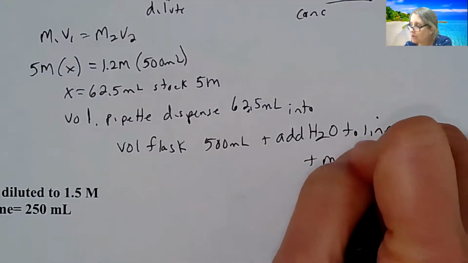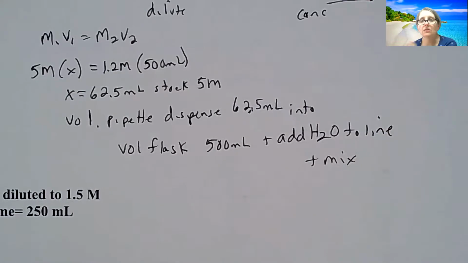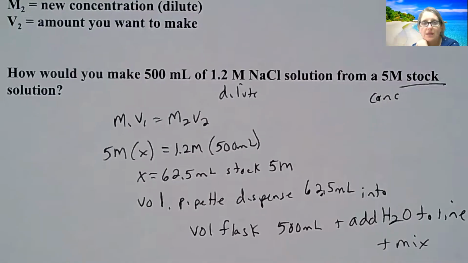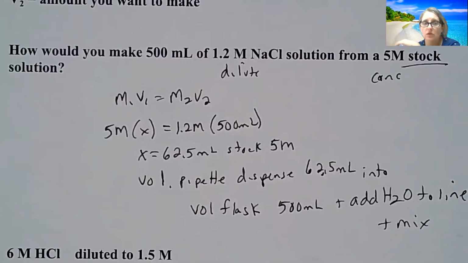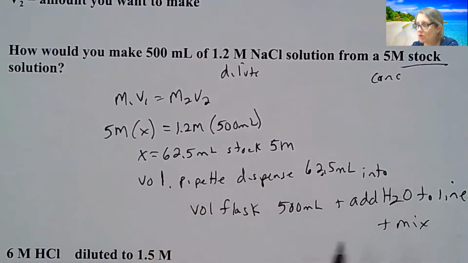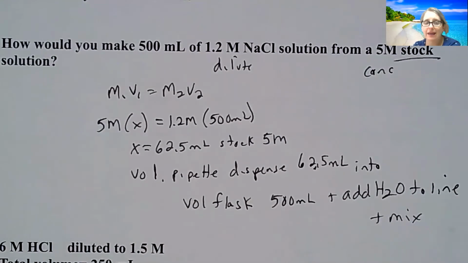And then I also want you to say that we're going to mix it, okay? So that we get all of it dissolved, mixed up together. So those are going to be the steps that we include in order to complete making a solution. Yes, the math is going to be there, but I do want you to mention I have a volumetric pipette, I dispense into a volumetric flask, and I add water to the line and mix.